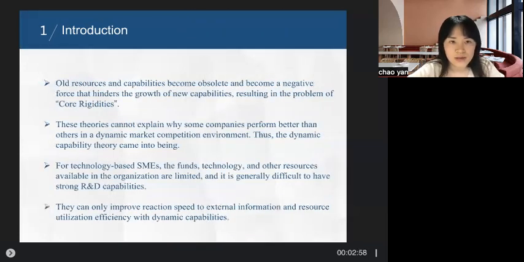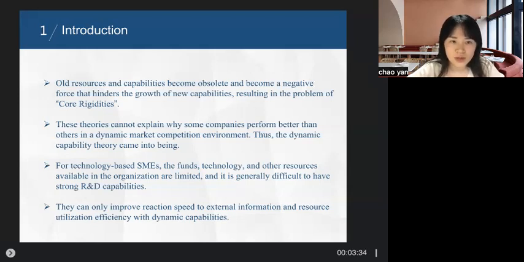Old resources and capabilities become obsolete and become a negative force that hinders the growth of new capabilities, resulting in the problem of core rigidities. These theories cannot explain why some companies perform better than others in a dynamic market competition environment. Thus, the dynamic capability theory came into being.